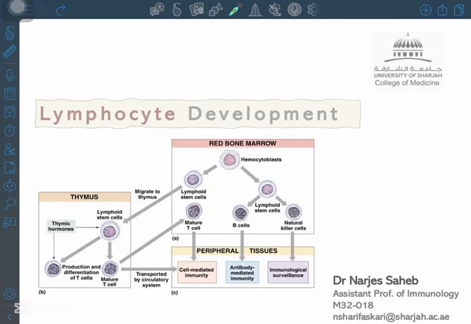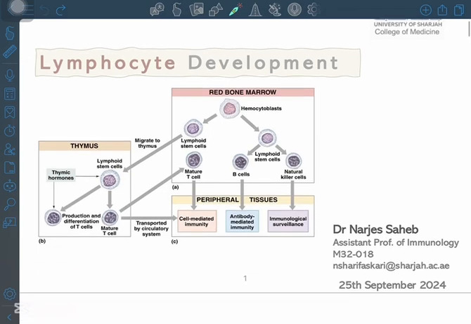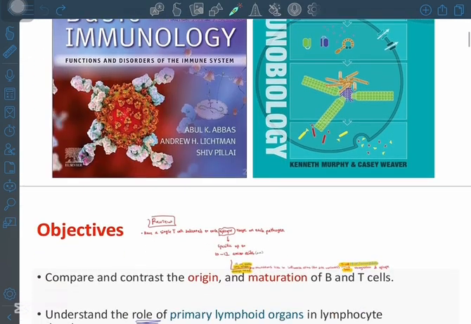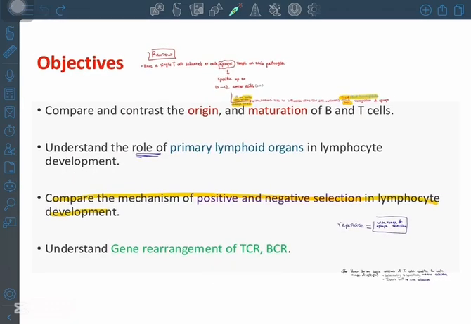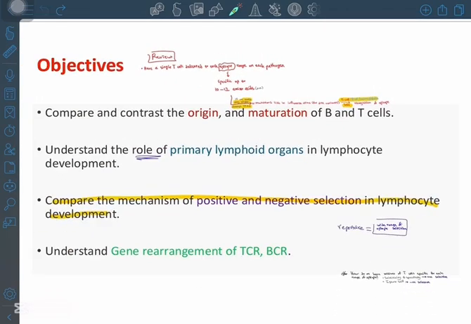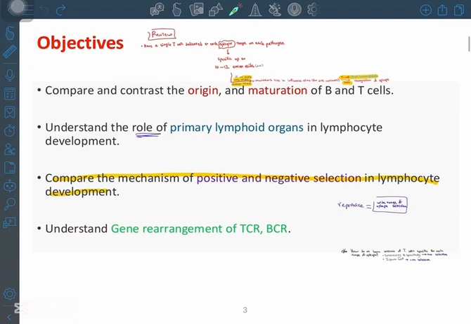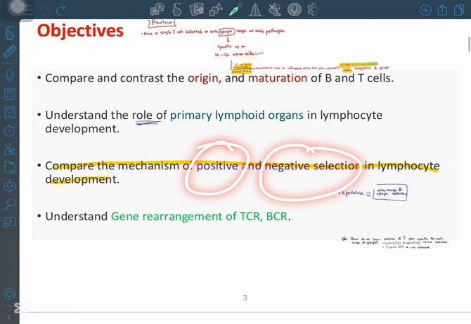This is Noor Sherif from year 2, and today in this video I'm going to be simplifying the lymphocyte development lecture. I'm going to be talking mainly about humoral immunity, comparing the origin and maturation of both B and T cells, understanding and explaining the role of primary lymphoid organs in lymphocyte development, comparing positive and negative selection, understanding gene rearrangement of TCR and BCR.